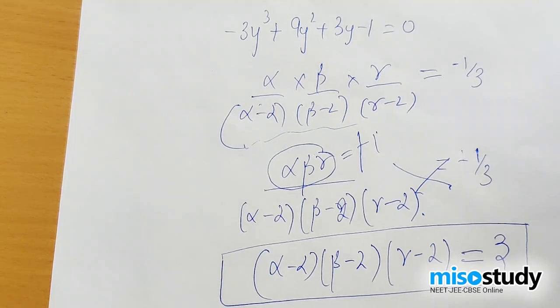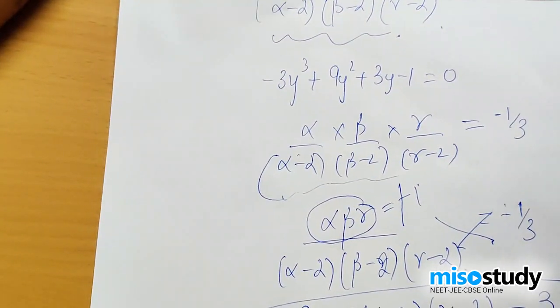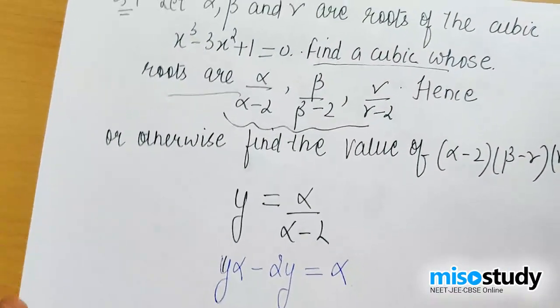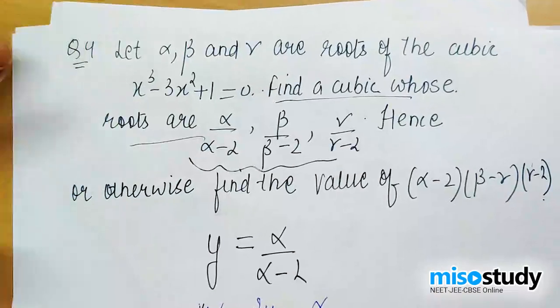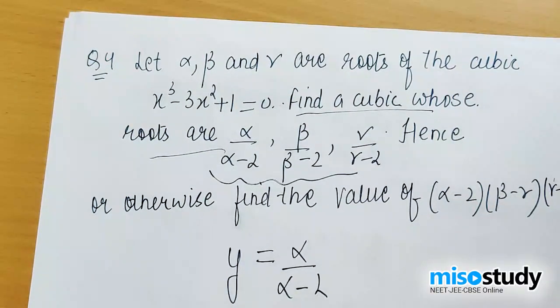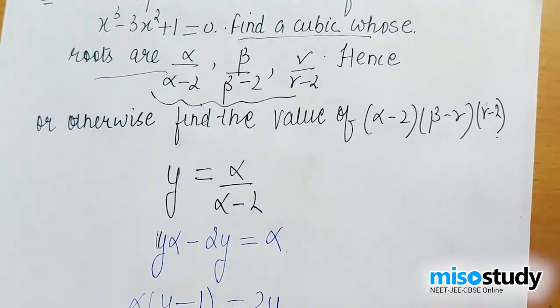So let me just repeat this question with you because this had a transformation which sometimes students may find difficult to understand. Now we wanted a cubic equation. Alpha beta gamma are the roots of the cubic x cube minus 3x squared plus 1 equal to 0. Find a cubic whose roots are this. Hence or otherwise find the value of alpha minus 2, beta minus 2 and gamma minus 2.